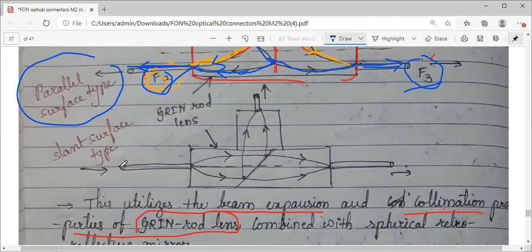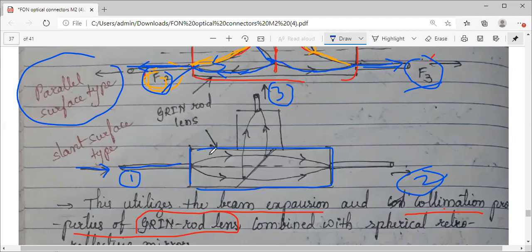Here again, you have three different fibers. I have not numbered them. Let us take these as 1, 2, and 3. So you are again setting up three different fibers. Your main fiber is 1. Here the wave is propagating. What is happening? Here you are using the grid rod lens. Again, you are using the properties of beam expansion and collimation.